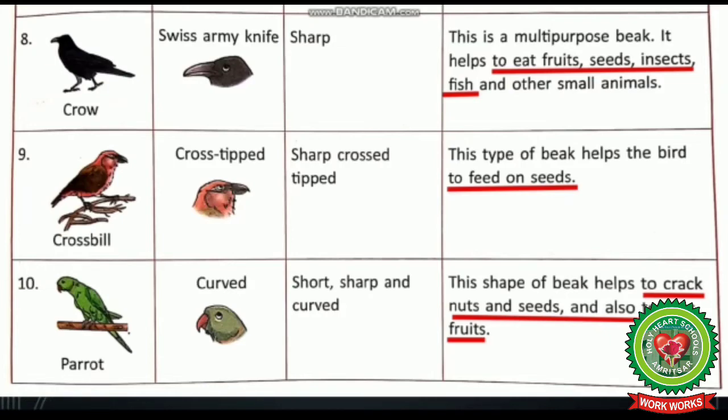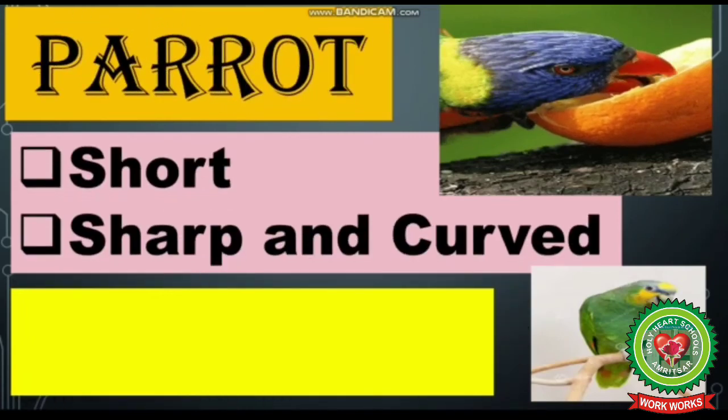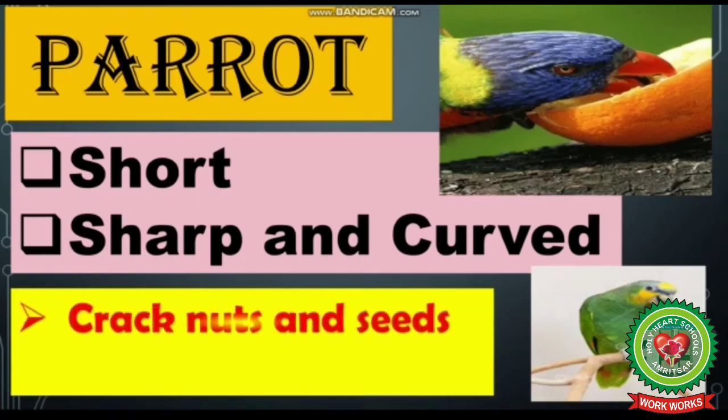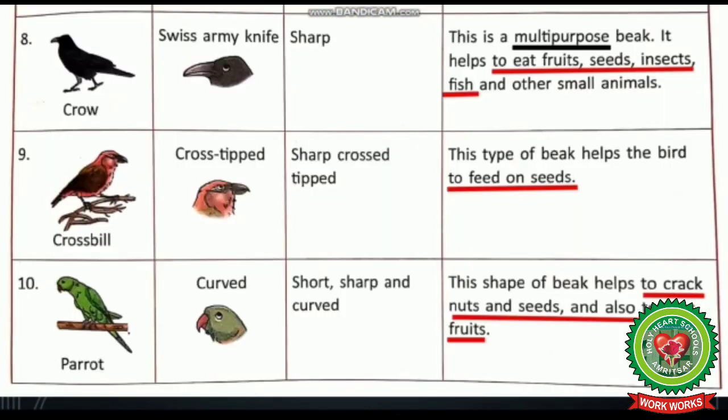Now come along. Last is parrot. Parrot has curved type of beak and its shape is short, sharp and curved. And students, this type of beak helps to crack nuts and seeds and also to tear fruits. So, underline the function of this beak to crack nuts and seeds and also to tear fruits.